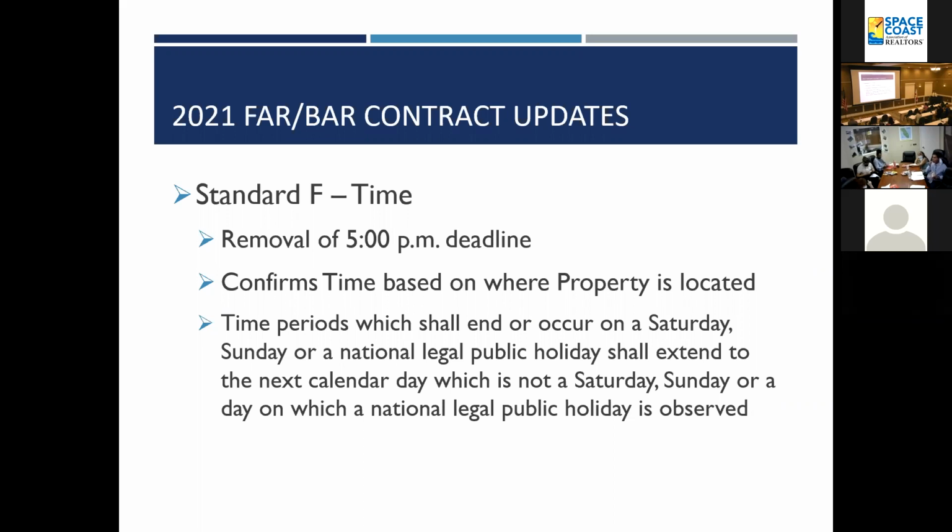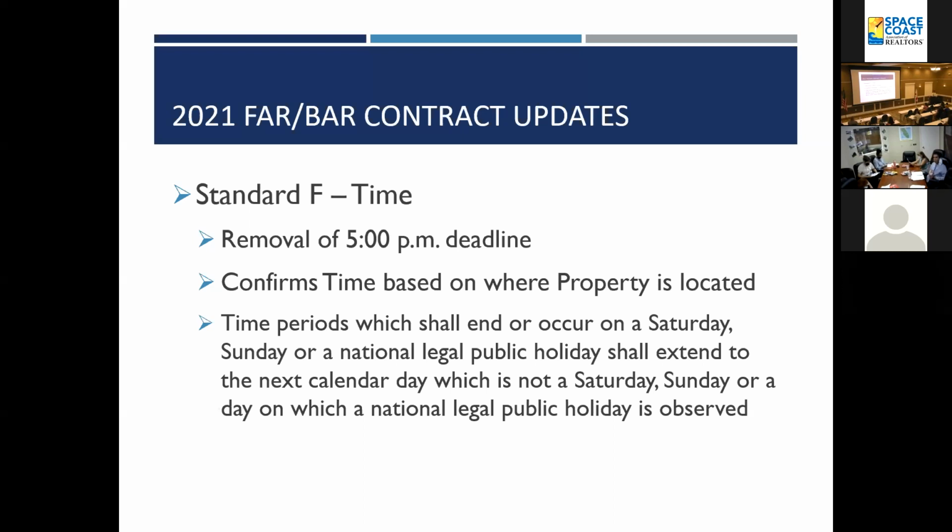If a time period occurs on or ends on Saturday, Sunday, or national holiday, or, and this is the change, or a date on which such holiday is observed. So if July 4th is on a Sunday, then Monday is the day we observe it, July 5th. A time period that ends on Monday, July 5th, actually extends to the next business day. So they've included observance of national legal public holidays, not just the holiday itself.